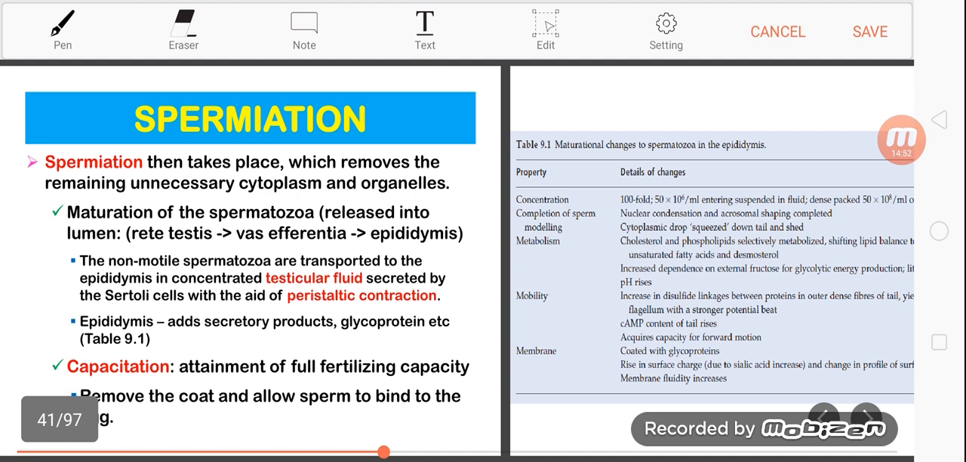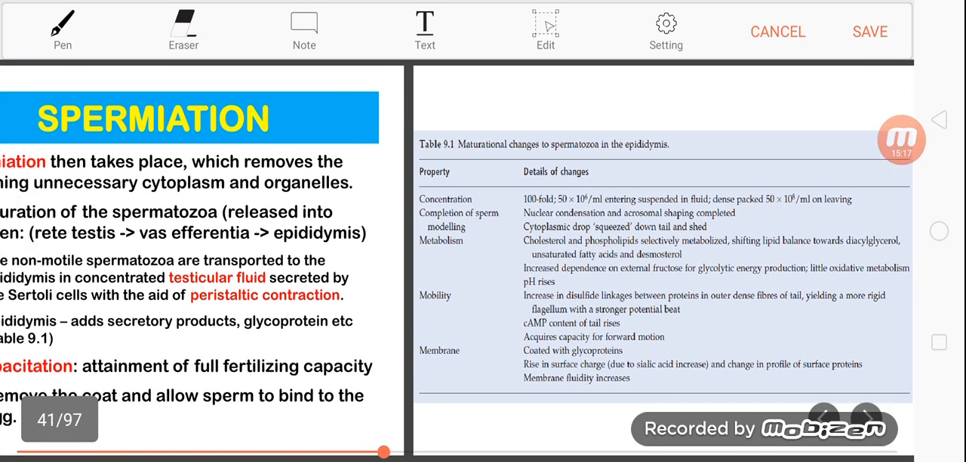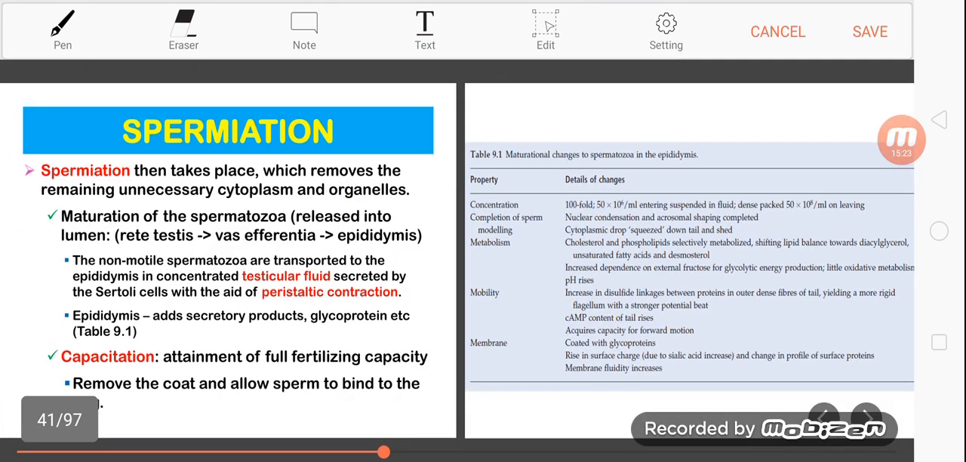Okay, and then the next process is capacitation. Capacitation is attainment of full fertilizing capacity. So to get this full fertilizing capacity, where the sperm gets the capability of fertilizing the oocyte, it will remove the coat and allow the sperm to bind to the egg. Remember the outer membrane we have coated with glycoprotein, right? And then all the surface charge. So during capacitation, this glycoprotein is removed, and then the charges also contribute to the attainment of fertilizing capacity.